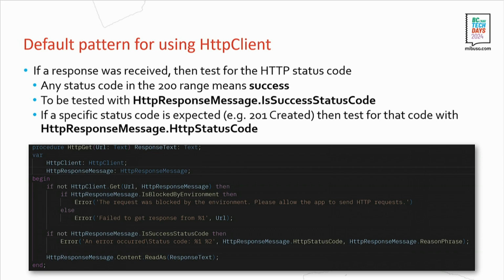Or if you want to test for a specific status, because you expect, for example, 201, then of course test for that on the HTTP status code. But is success status code tests if it is in the 200 range. And if that is not successful, you want to show an error to the user, usually with the status code and the reason phrase.